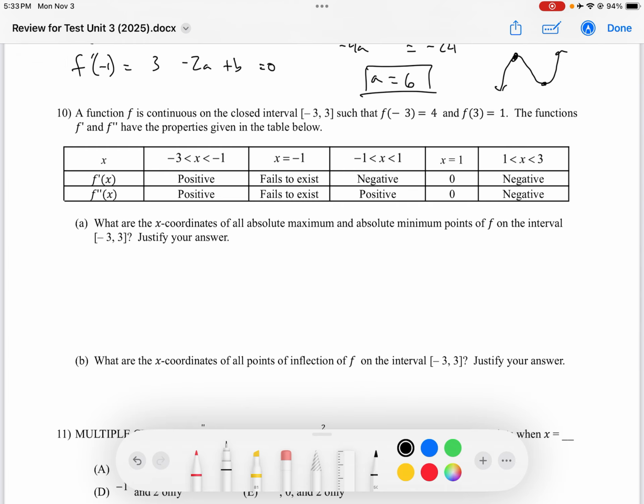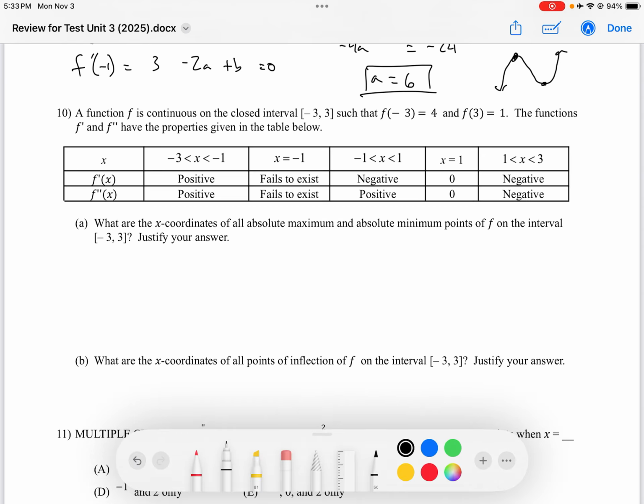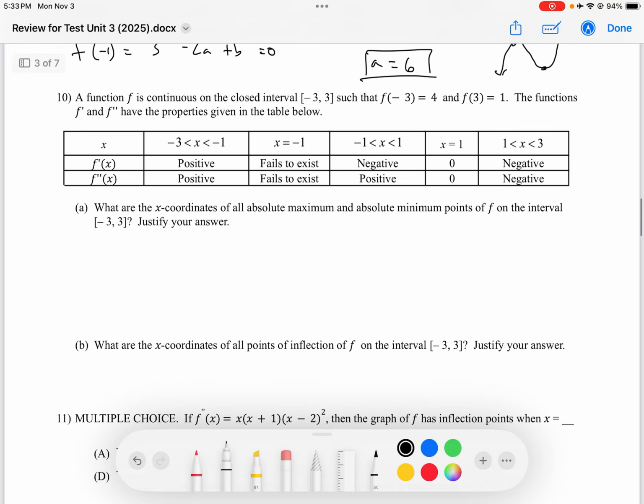10. A function f is continuous on the closed interval negative 3, 3, such that f of negative 3 is 4 and f of 3 is 1. The functions f prime and f double prime have the properties given in the table below. So they're telling us where the derivative is positive, negative, undefined, 0, etc. What are the x-coordinates of all absolute maximum and absolute minimum points of f on the interval negative 3, 3?